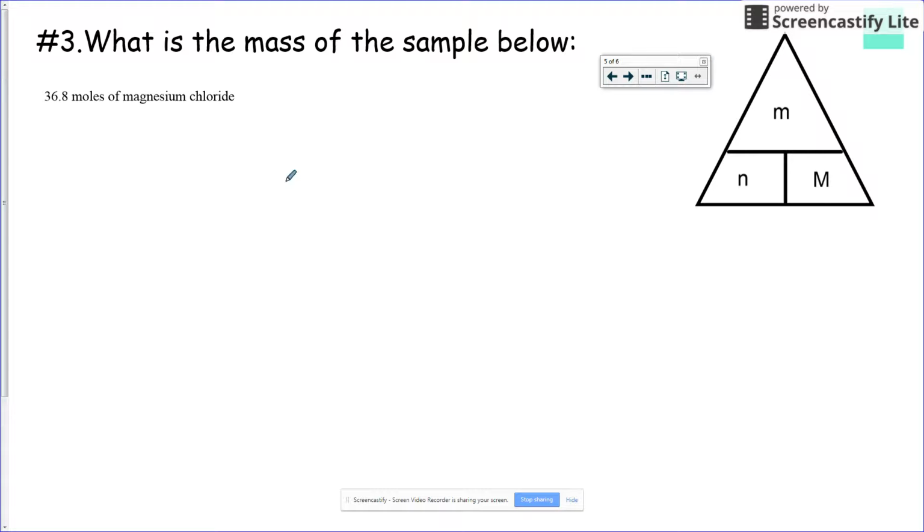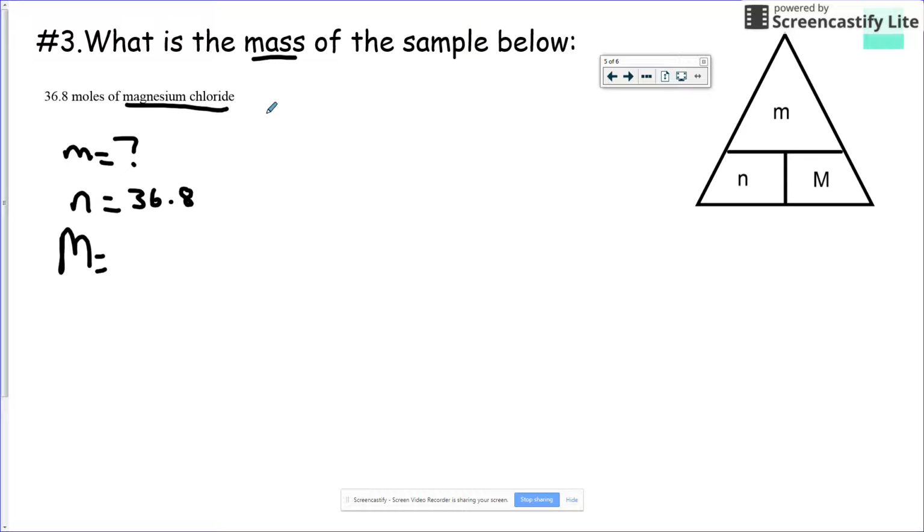All right, so number 3, in the third question, you're going to see this. Okay, and in this case, now it's saying what's the mass. All right, so we need to solve for mass. Step 1, write down what you do know though, and that's 36.8 moles, because we have 36.8 moles of magnesium chloride. All right, well, the other variable I must know to solve for mass is the molar mass. Well, let's go back.